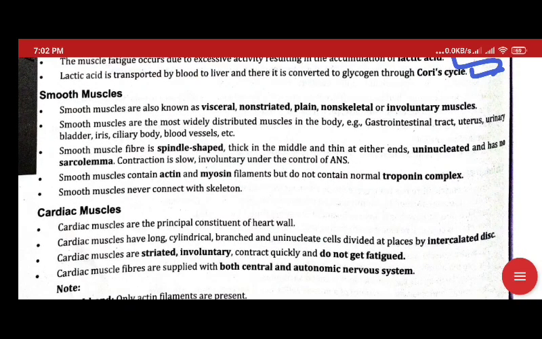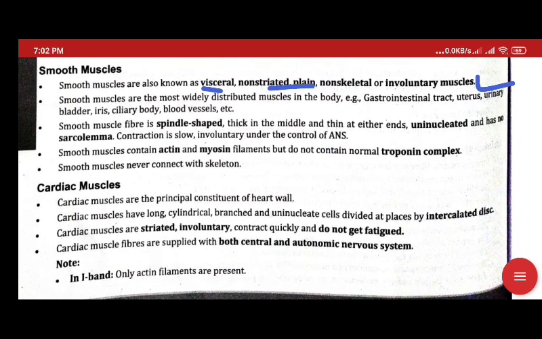Smooth muscles. Now smooth muscles are visceral, non-striated, means non-bone associated. Now these are in the GI tract and uterus. This is the shape, spindle shape means this type of shape is present in smooth muscle. It is uninucleated and spindle shaped, with no sarcolemma here, and this is controlled by the ANS, the autonomic nervous system.